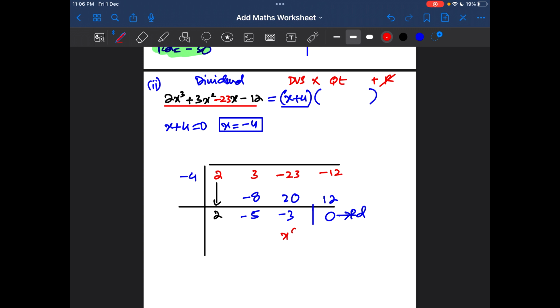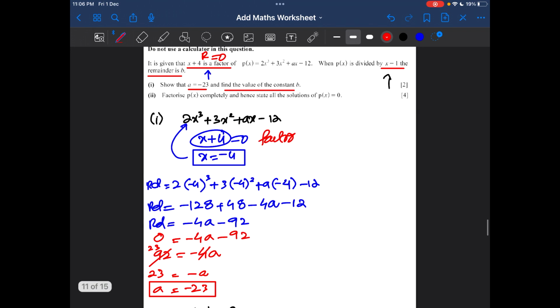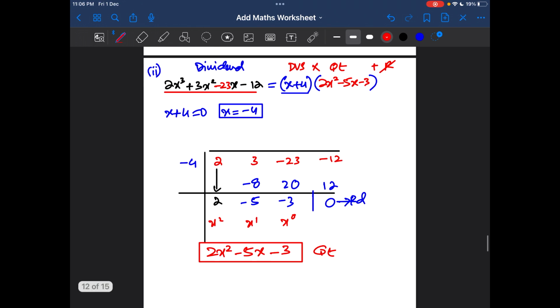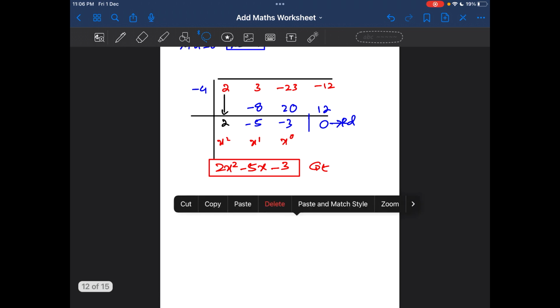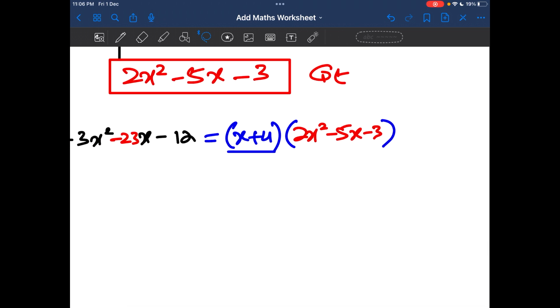Just put x power 0, x power 1, x power 2. You got the quotient, 2x square minus 5x minus 3, with the constant minus 3 being x power 0. So this over here is the quotient. We have factorized this, and they are saying factorize it completely. Completely means that the quadratic quotient over here is going to be factorized further. This x plus 4 remains the same.